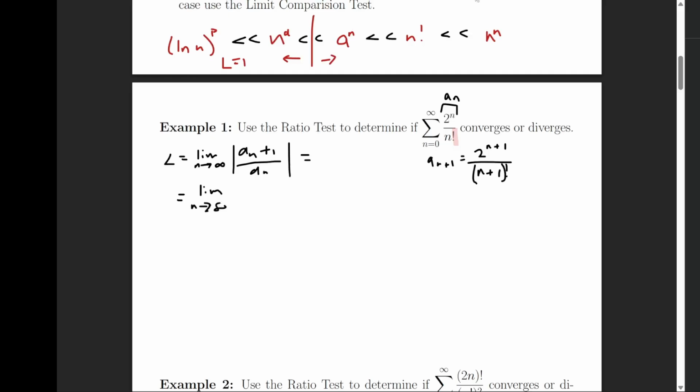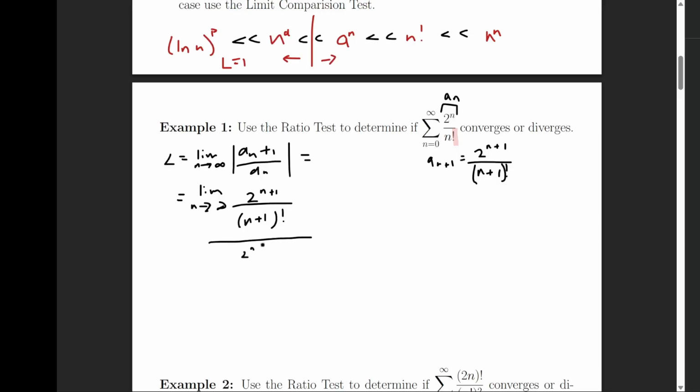So we have, ooh, that's an 8, not infinity. Okay. So we have the a sub n plus 1, this thing over here, right? So we're going to write that out. 2 plus 1 divided by n plus 1, which is factorial, right? And then all divided by a sub n, right?